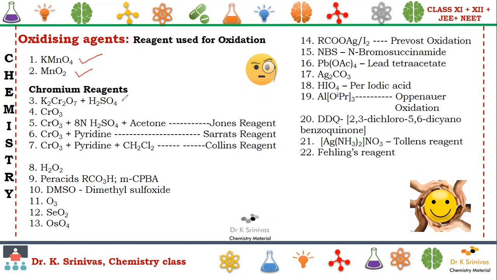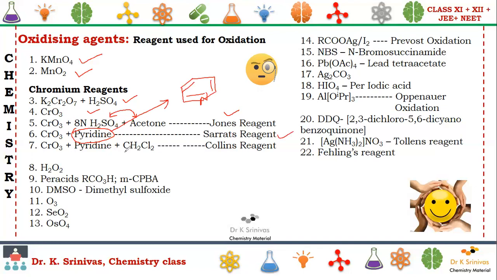We have potassium dichromate plus H2SO4, that is nothing but acidified potassium dichromate. Next one is chromium trioxide. Chromium trioxide in combination with H2SO4 and acetone is known as Jones reagent. If you are taking only pyridine, I'll write the structure of this pyridine here. It is the same as benzene, but we have one nitrogen in between. This is nothing but pyridine, an organic base, and it is known as Sarett's reagent.